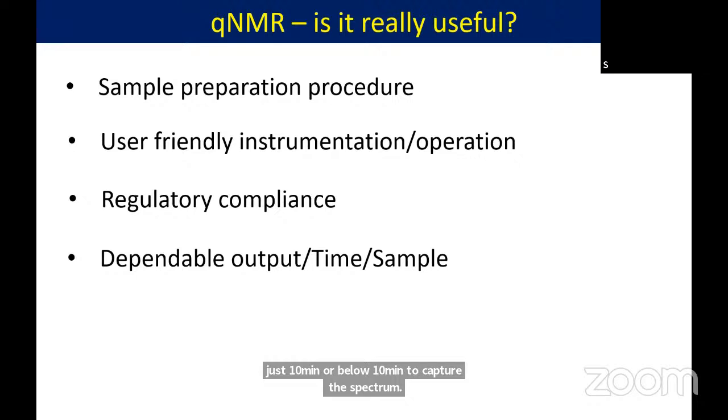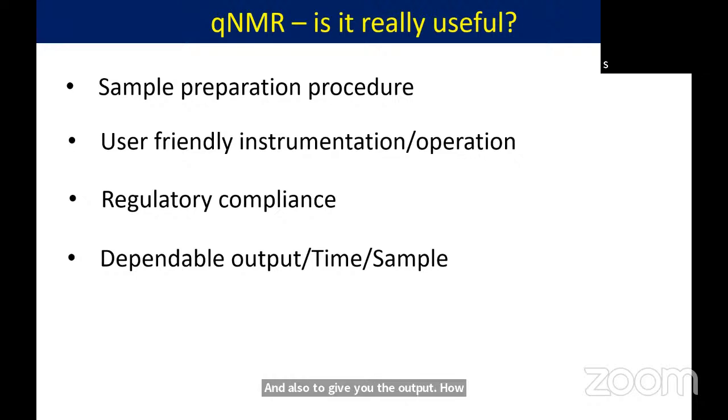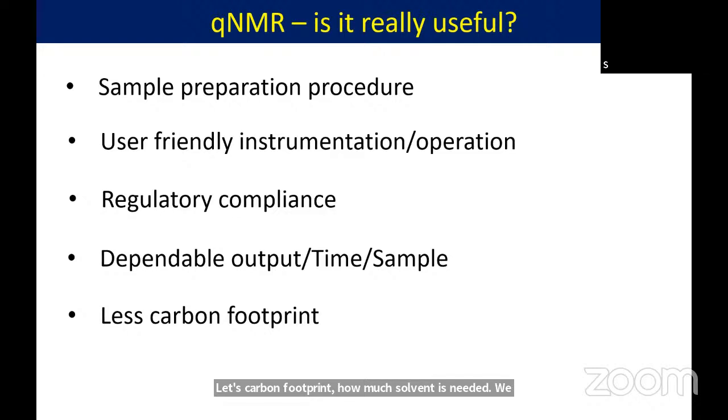How much sample is needed? Less than 5 milligram. Approximately 5 milligram of the sample is sufficient for us. Less carbon footprint. How much solvent is needed? We require 1 ml of the deuterated solvent usually.